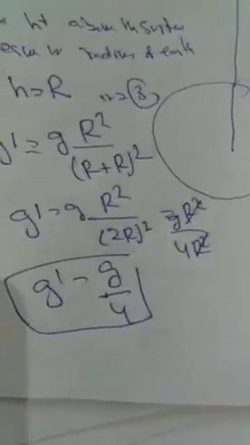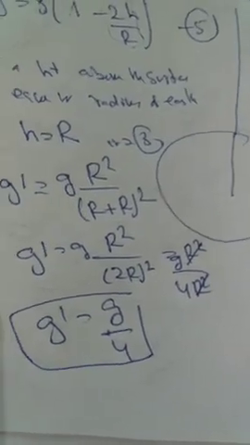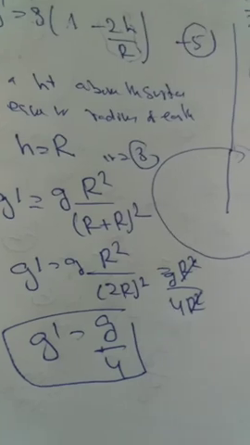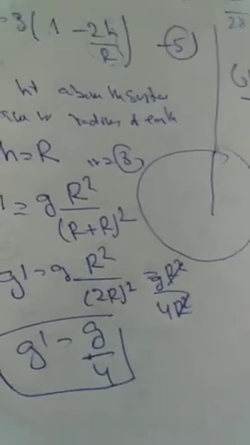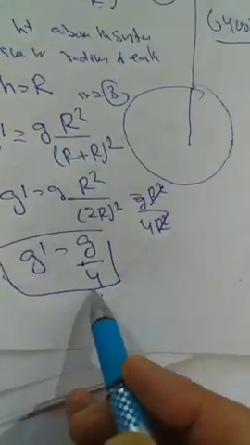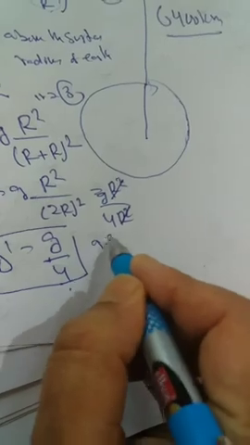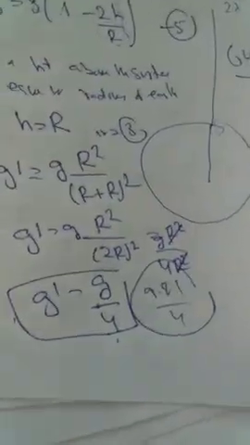Clearly we have shown that when we move above the surface of earth, the value of acceleration due to gravity goes on decreasing. At a height above the surface of earth equal to the radius of earth, the value of g dash is equal to g by 4. That means 9.81 divided by 4 gives the value of g there. That means the value of acceleration due to gravity decreases when we move above the surface of the earth. Thank you very much.